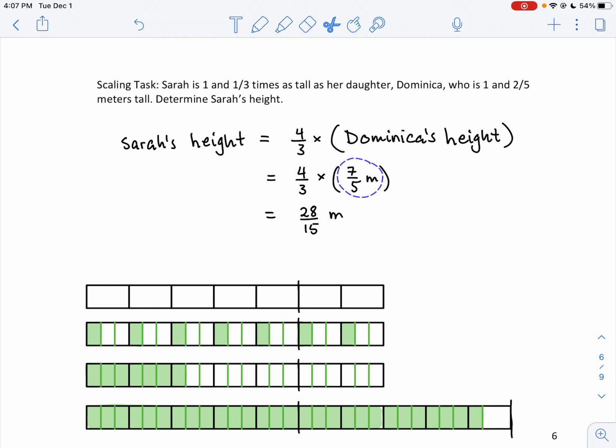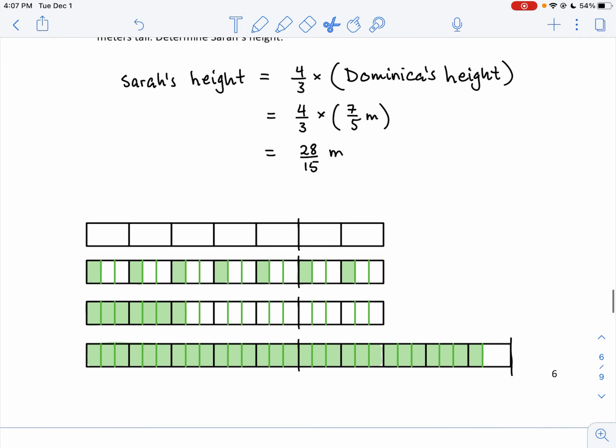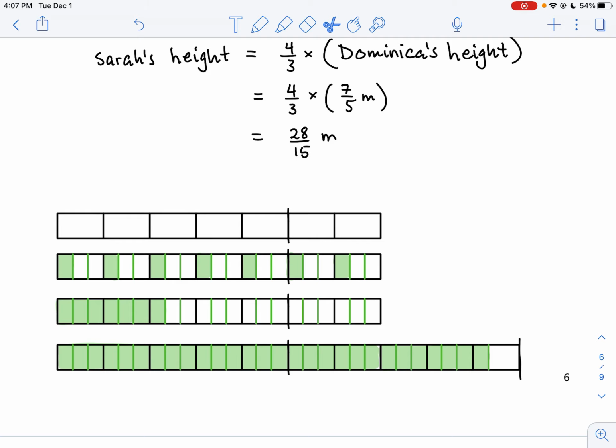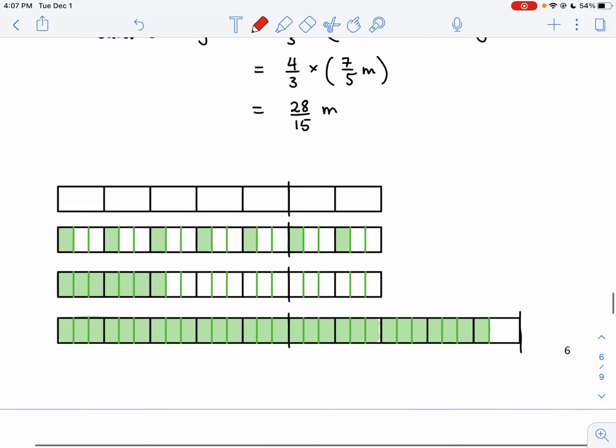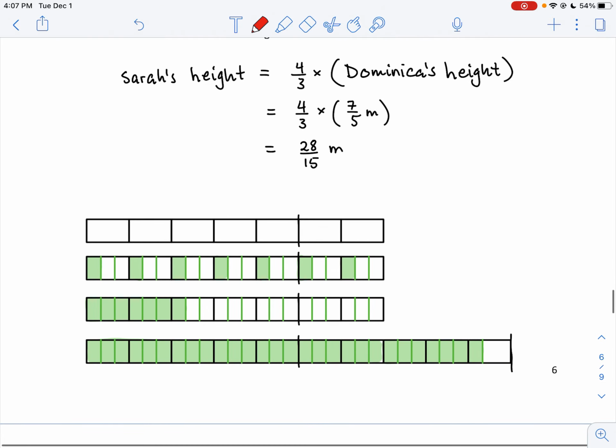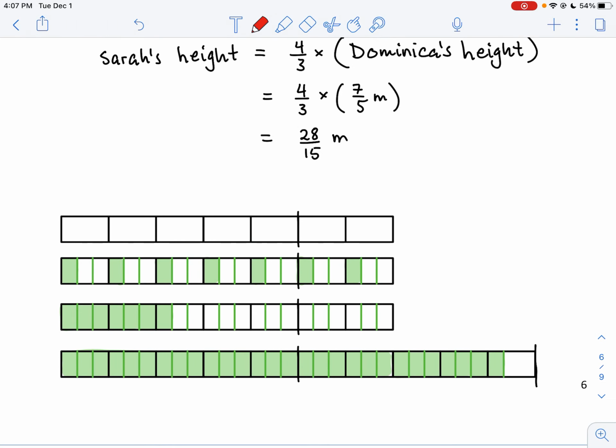Well, Dominica's height is 7/5 of a meter. So we do a scale factor, right? We think of this as a unitless scale factor. We're going to multiply that unitless scale factor by 7/5 meters, and we're going to get an answer in terms of meters, and that's going to be Sarah's height. So we just have to figure out how to scale 7/5 meters. I drew several pictures here to show this, and there are lots of ways to do this. Here's maybe a new one that we haven't looked at before.